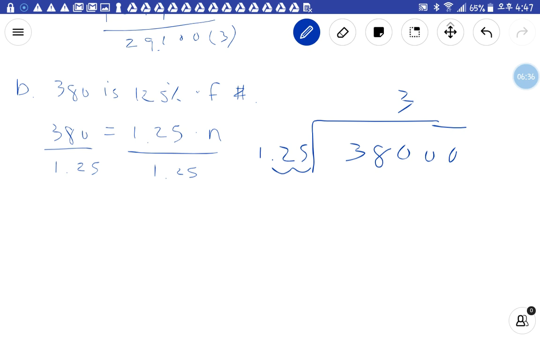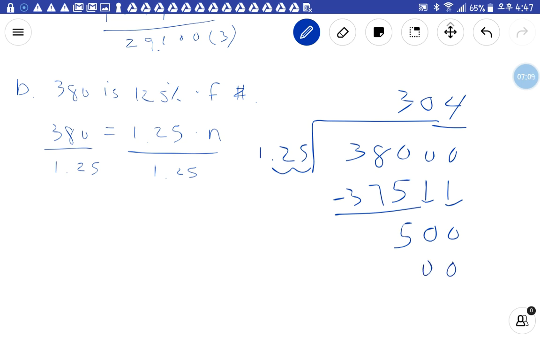3 times. There will be 15 and 7 and 3, 375. Subtract. And my remainder is 5. Bring 0 down. How many 125 can go into 50? Nothing. And then bring another 0 down to make a 500. How many 125 can go into 500? Which is 4 times. So 5 times 4 is 20. 2 times 4 is 8 plus 2 is 10. And 5 exact. So my answer N this time equals 304.